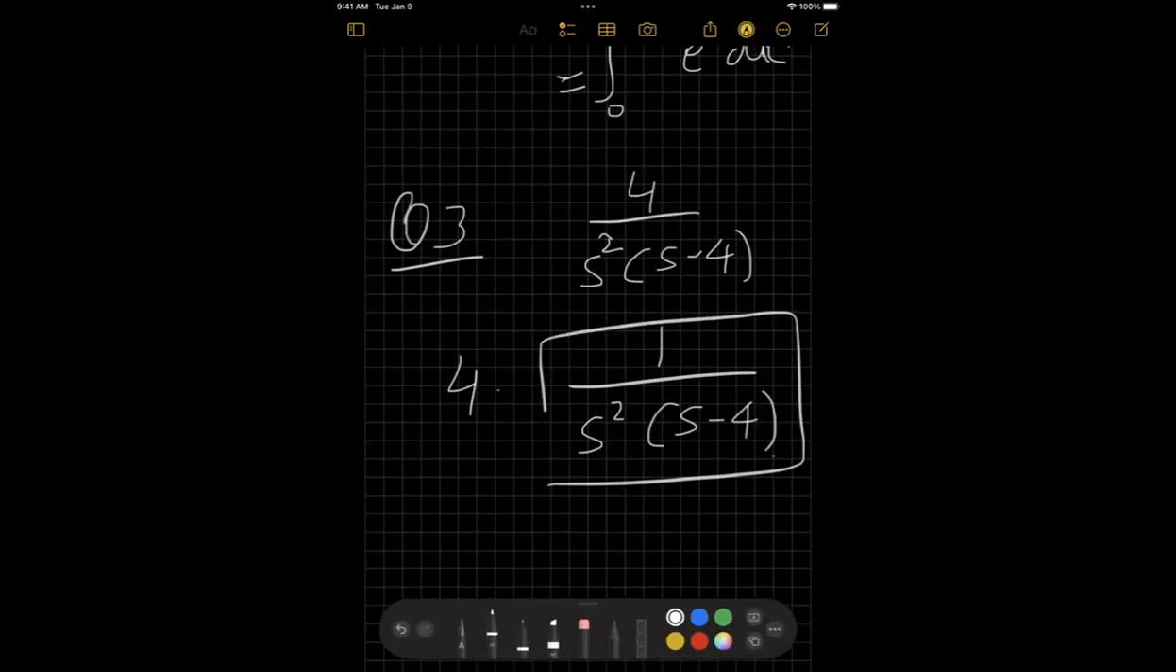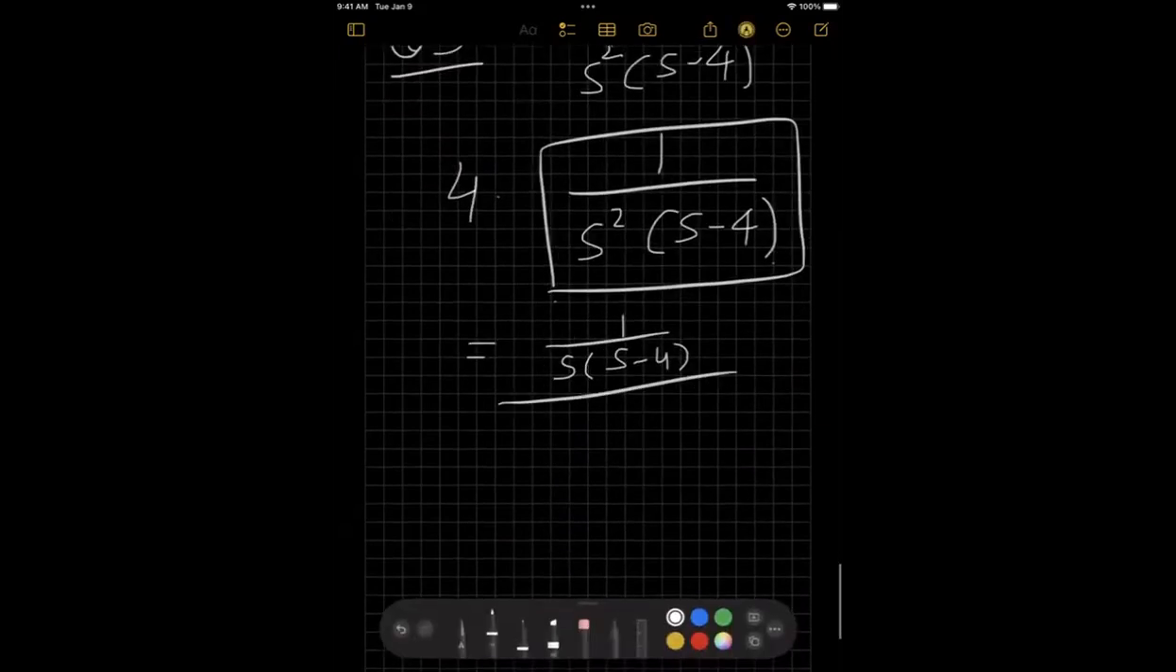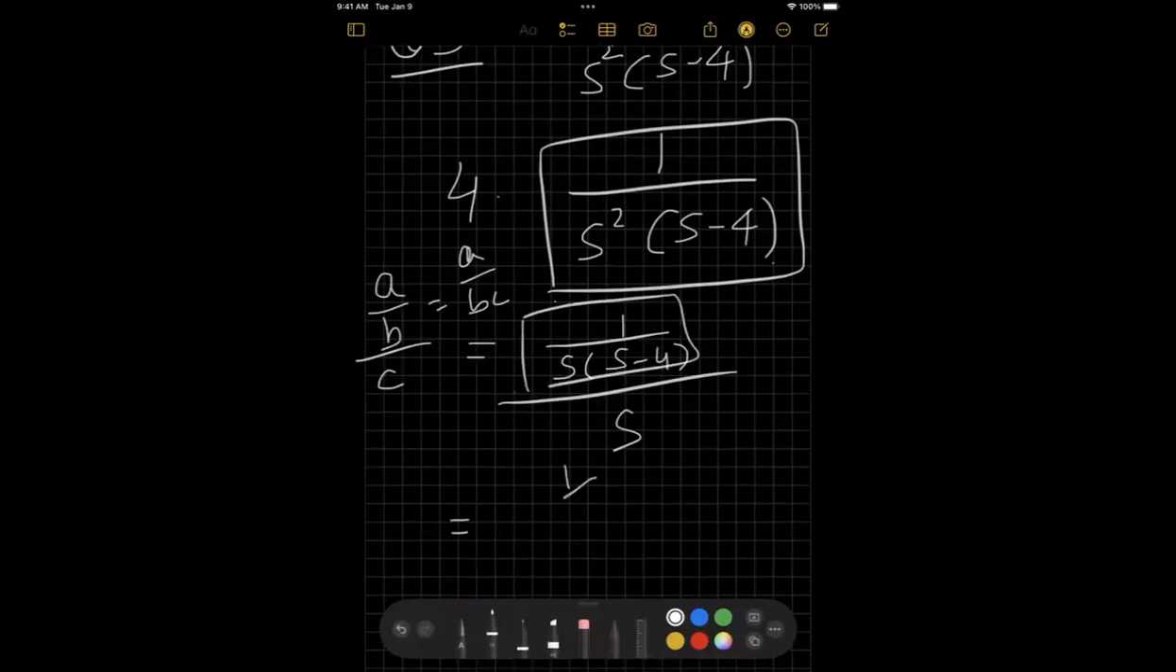Now this term, I can write it as 1 over s minus 4 multiplied by s divided by s. Does it make a difference? No, it does not make a difference to the equation, because this s is divided by this s. This is a over b divided by c, you write it as a over bc. Okay, I can write it like that. So for this term, again, I will use 1 over s minus 4 over s. Fine.